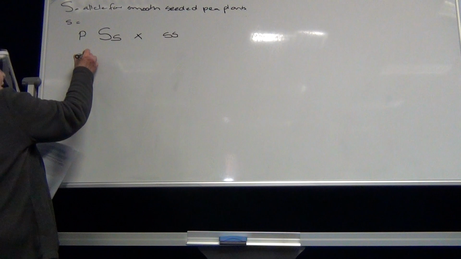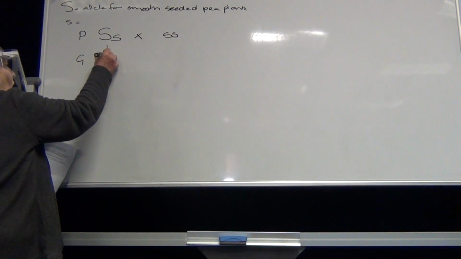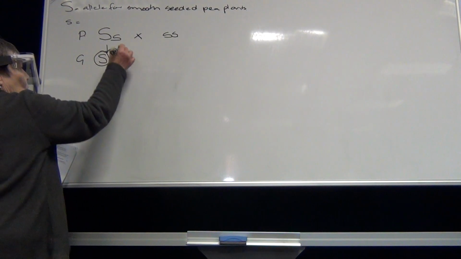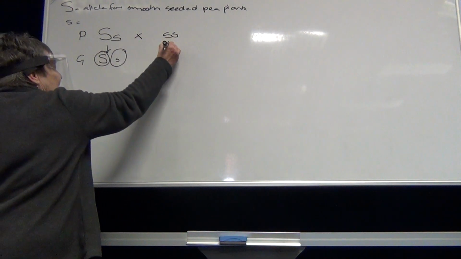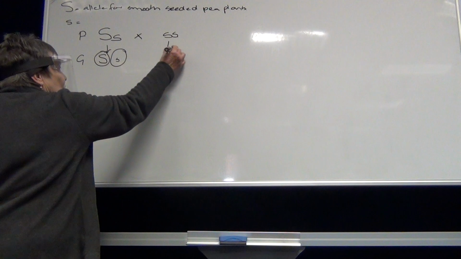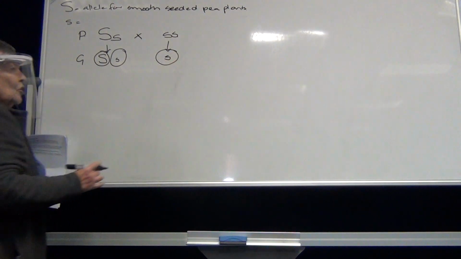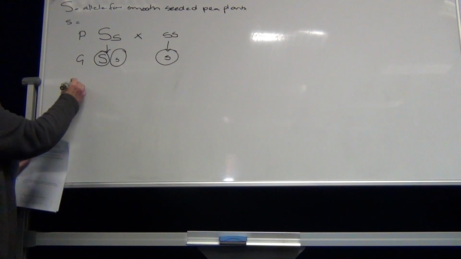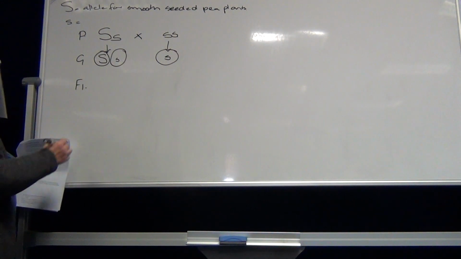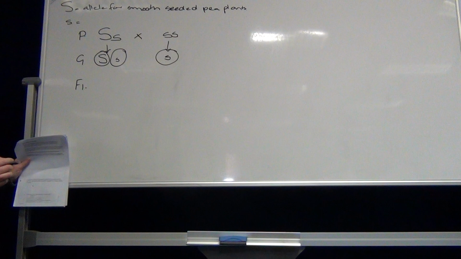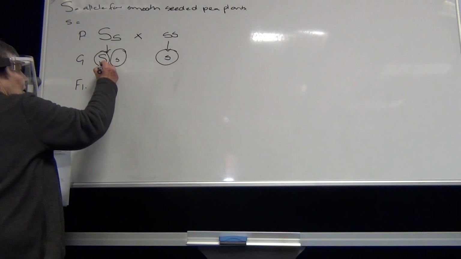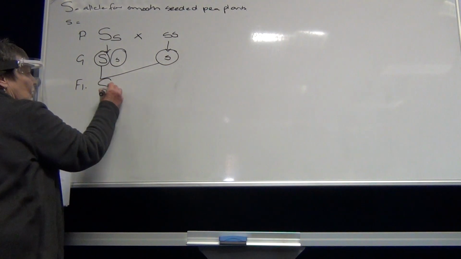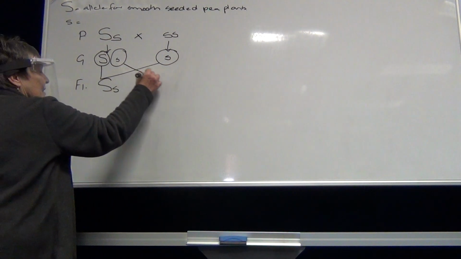Okay, so gametes. Half of them are going to be big S, half of them are going to be small s. And S is one of those letters where you've got to make absolutely certain that it's very clear whether you're using a lowercase or a caps. Now, to get the F1, you can either do a Punnett Square, which we know I hate, or you can just cross them. So this gamete has just as much chance of fusing with that one as that one has.